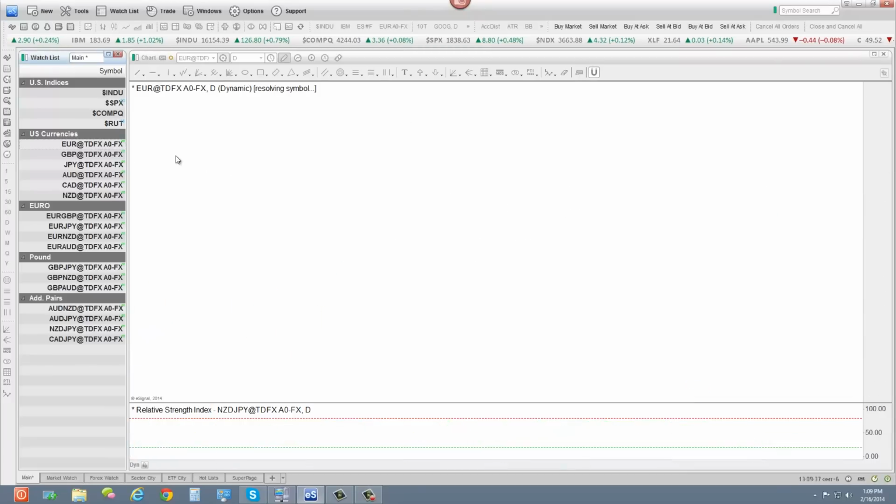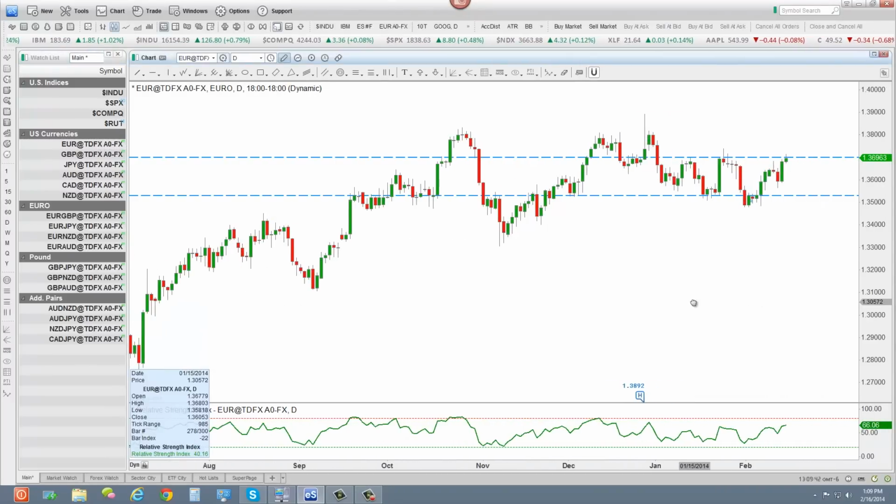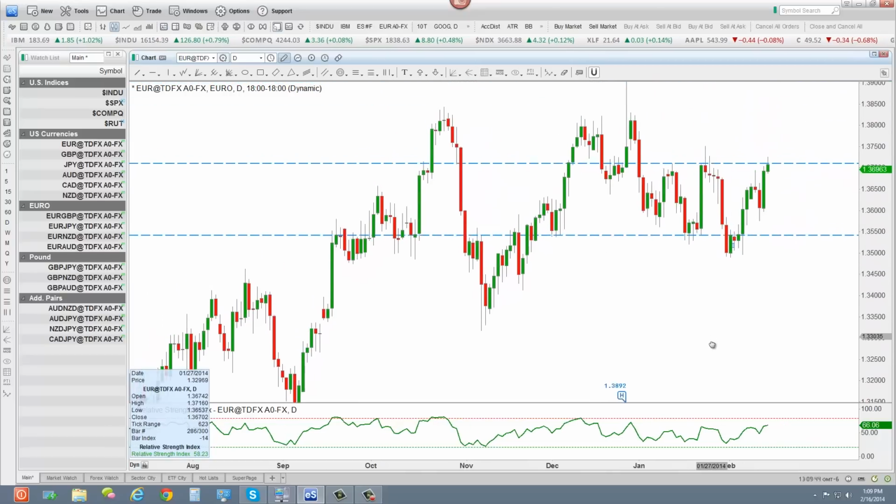So today we're going to talk about the Euro USD. Let's just jump right in here and go right to it. We'll start with the Euro USD, and I'm going to take a look at the flag pattern that exists. Now, you could go either way with this on a flag pattern.